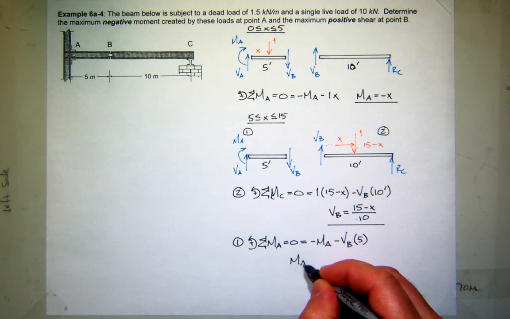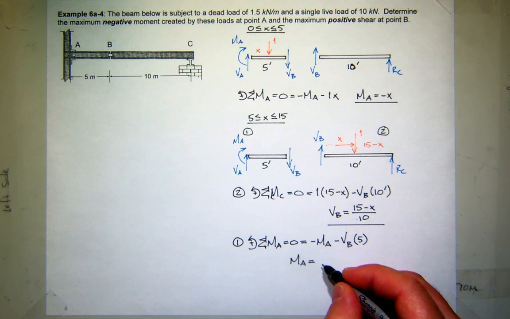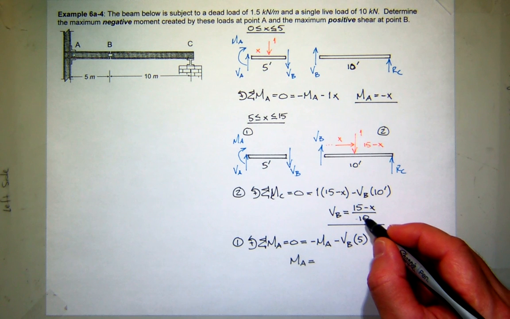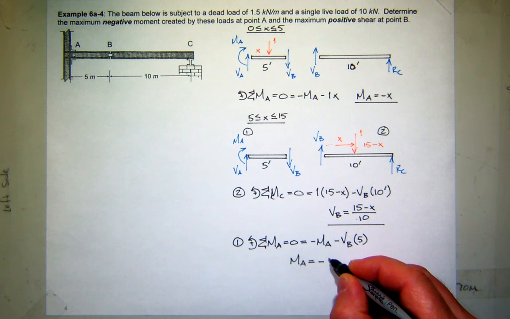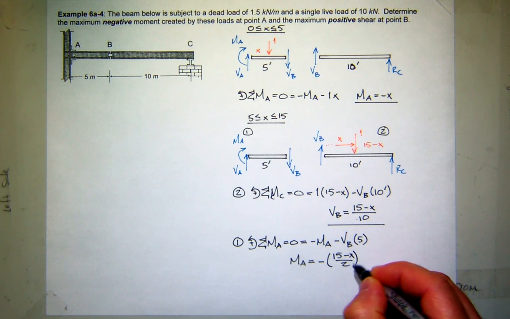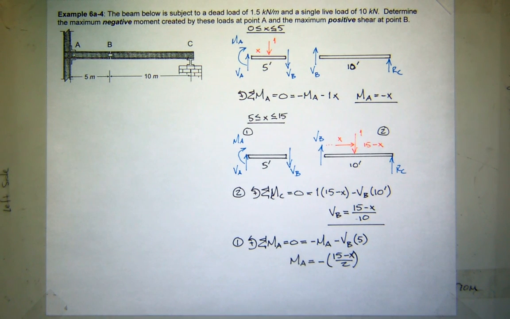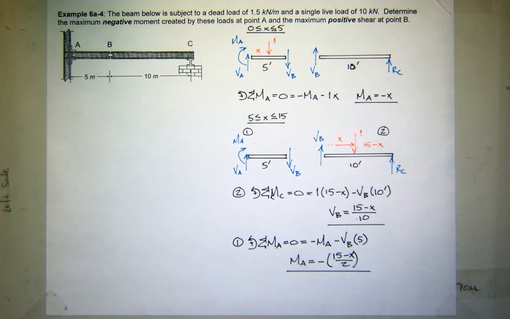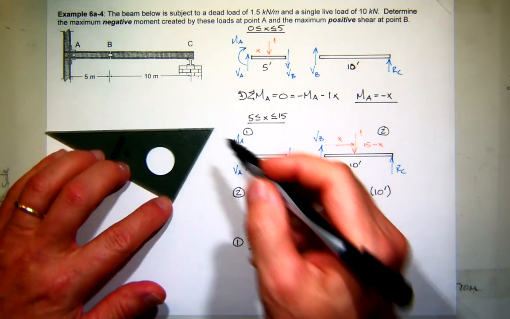So the moment at A should be, let's see, that 5 makes this a 2, right? So I will get negative 15 minus x over 2. Now I got to think about that. I think I like that. Did I do that okay? I think so. So let's plot that.